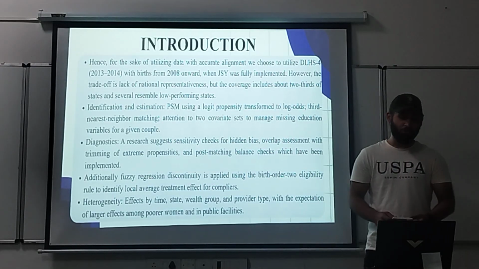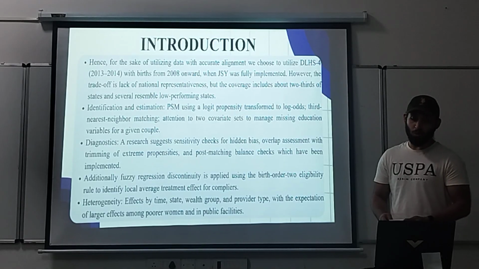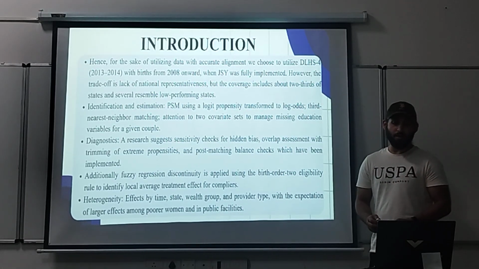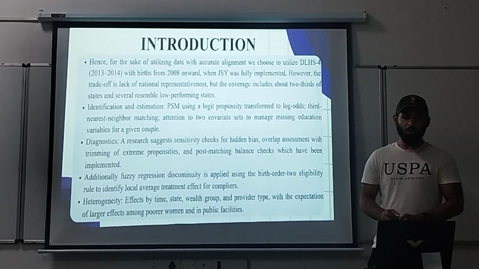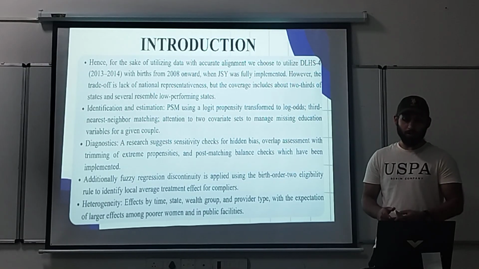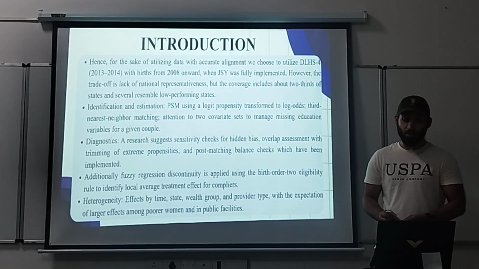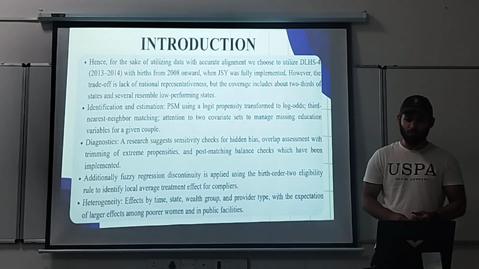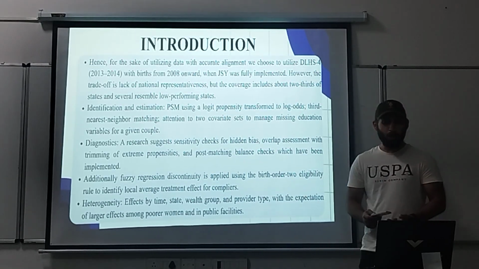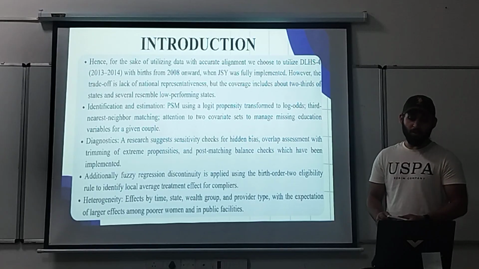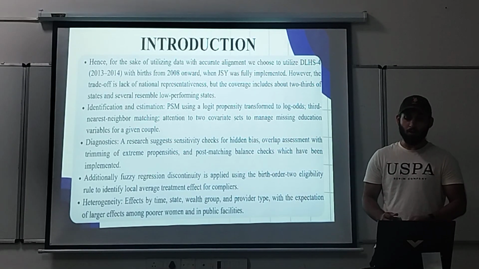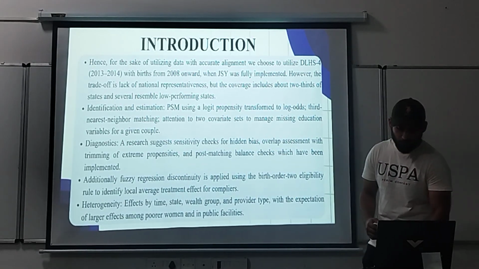Additionally, we use fuzzy regression discontinuity to apply the birth order eligibility rule. This helps us identify the local average treatment effect for those who comply with the program criteria. Finally, regarding heterogeneity, we expect different effects across time, state, wealth group, and provider types. Specifically, we anticipate larger effects in poorer women and those using public health facilities.